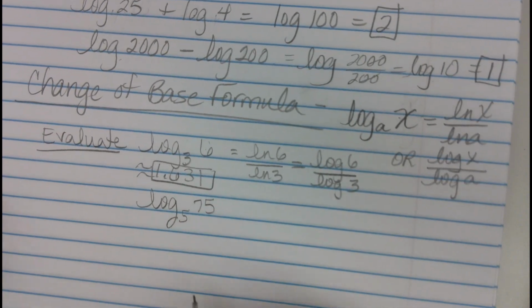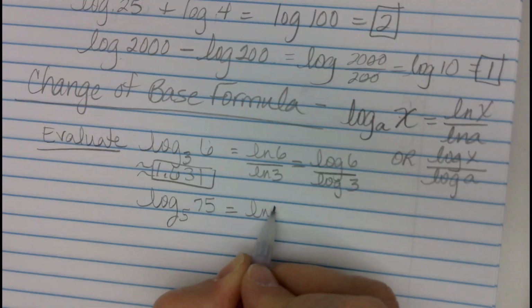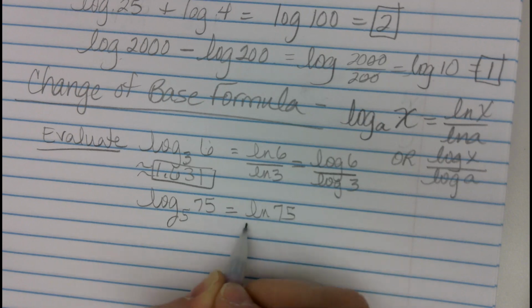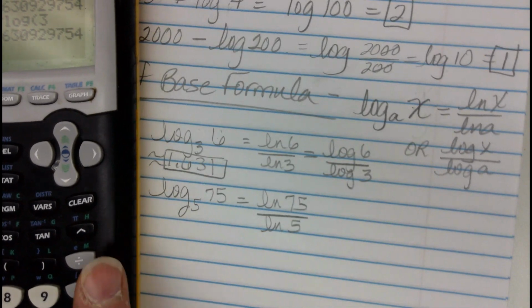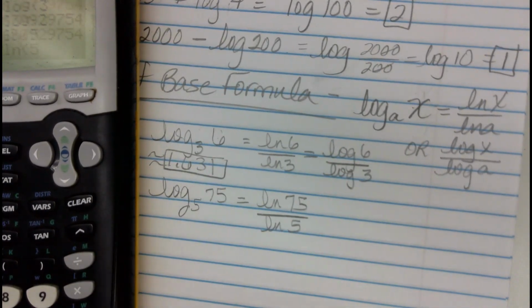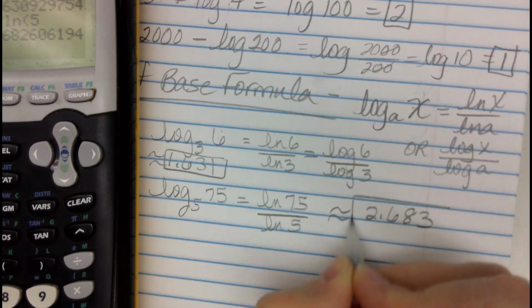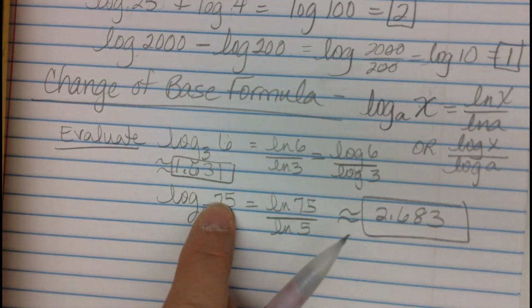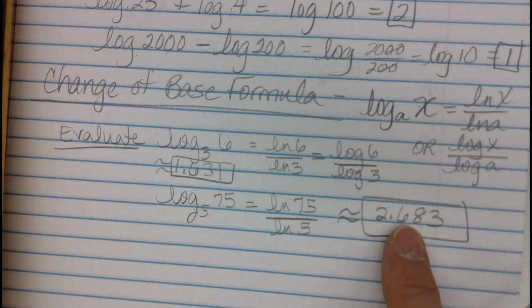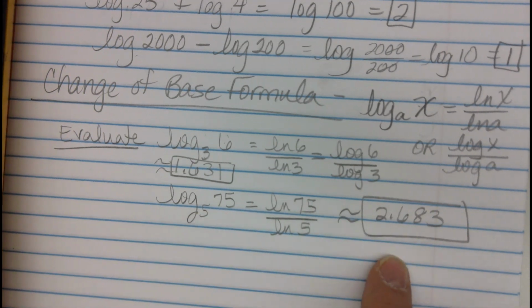How about the log base 5 of 75? What are we going to plug and chug? Natural log 75 over natural log 5. Whichever one you want to use. I don't know why I always choose natural logs. Does it make sense that the power of 5 that gives you 75 is something over 2, but less than 3? What's 5 squared? 25. What's 5 cubed? 125. It's got to be between 2 and 3.